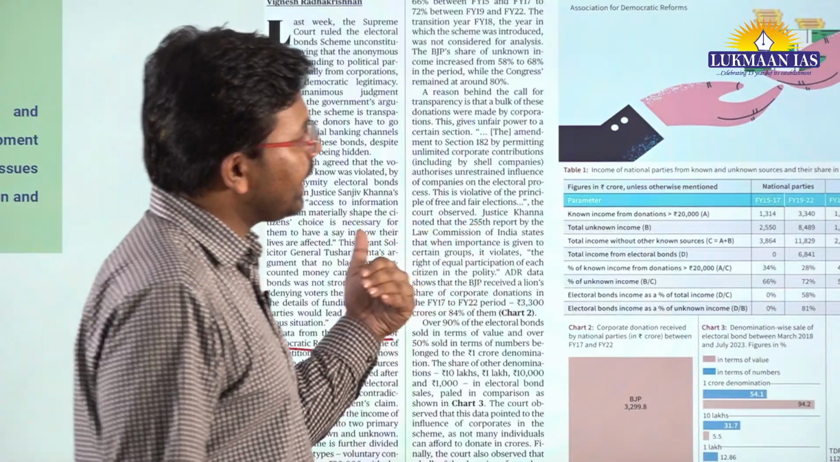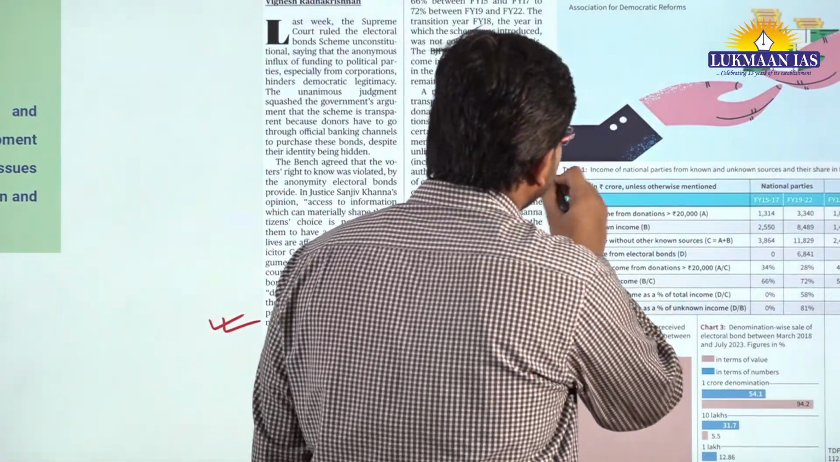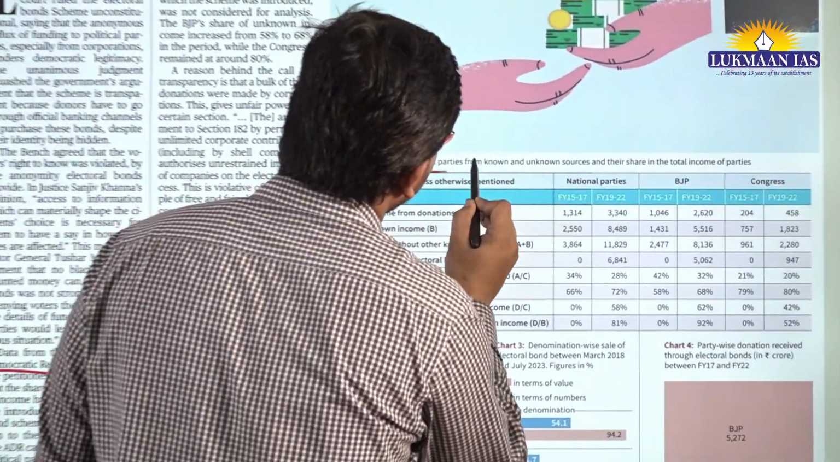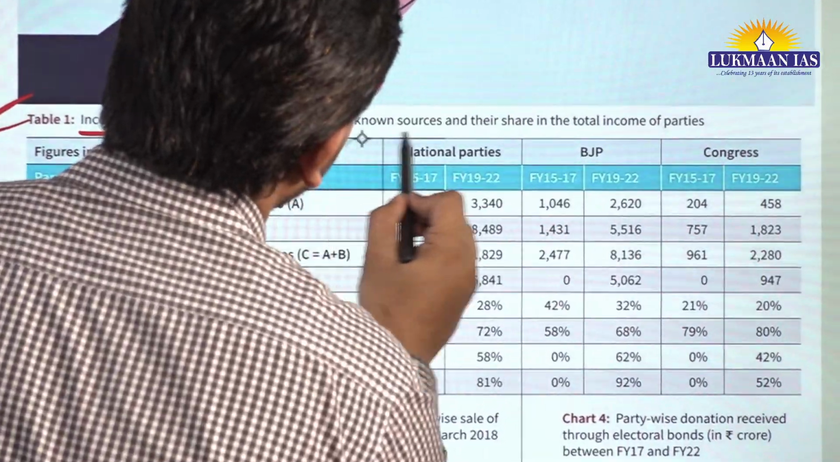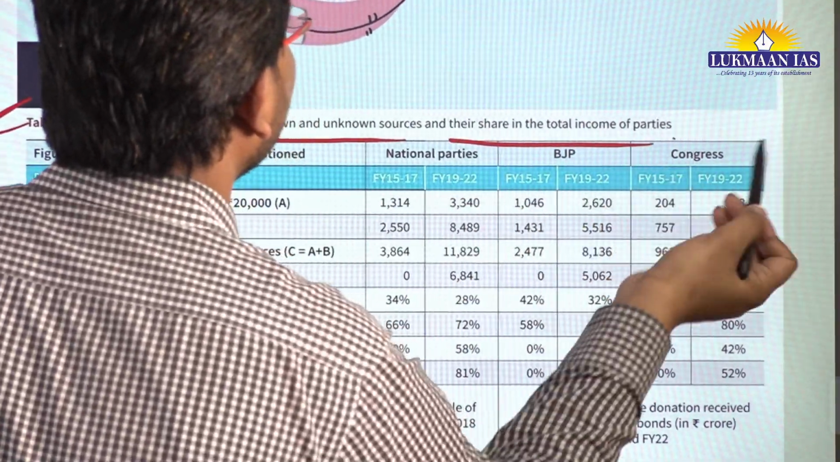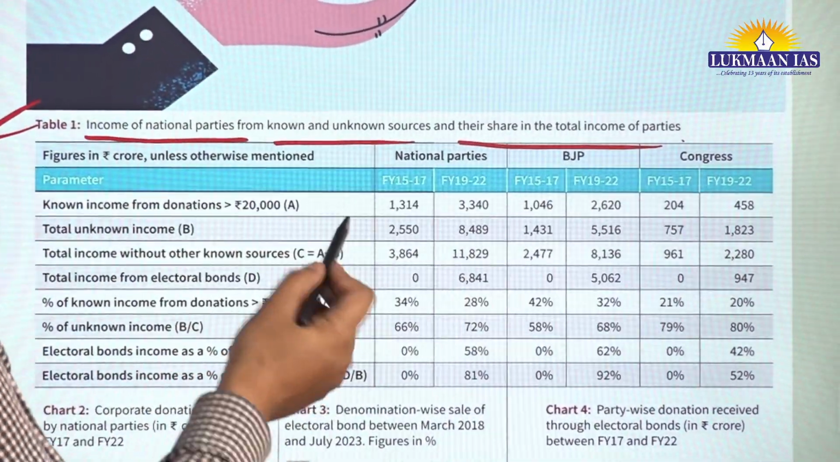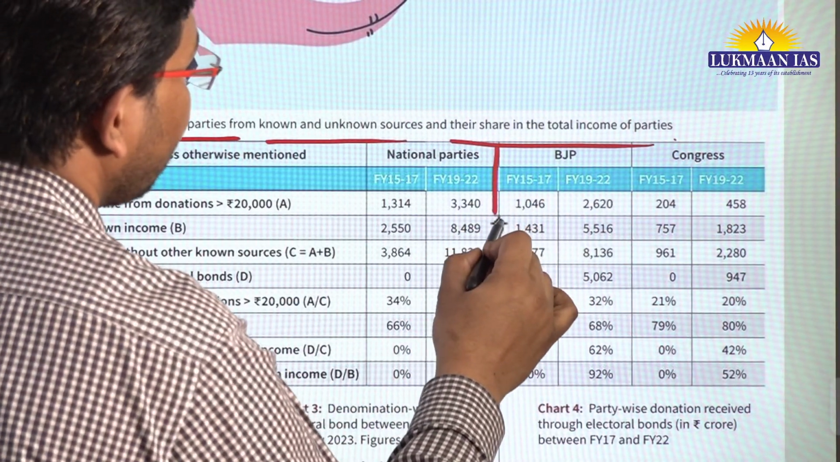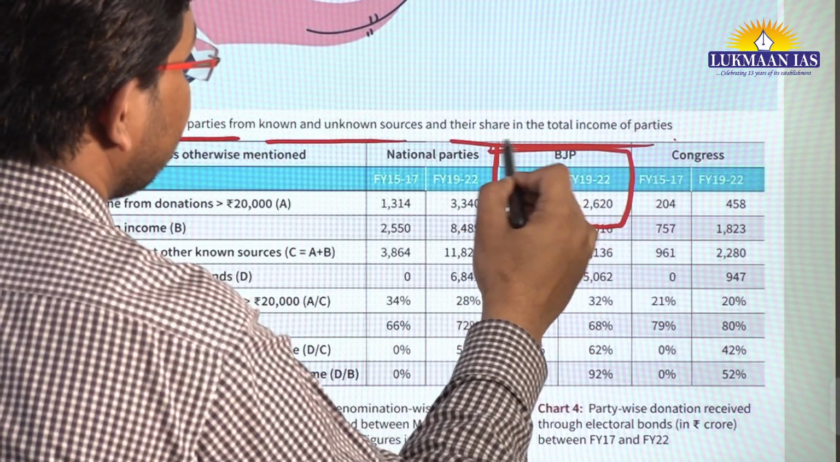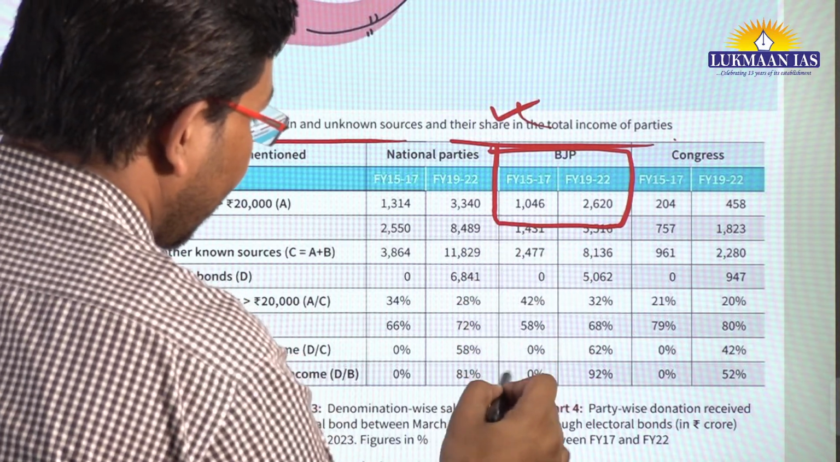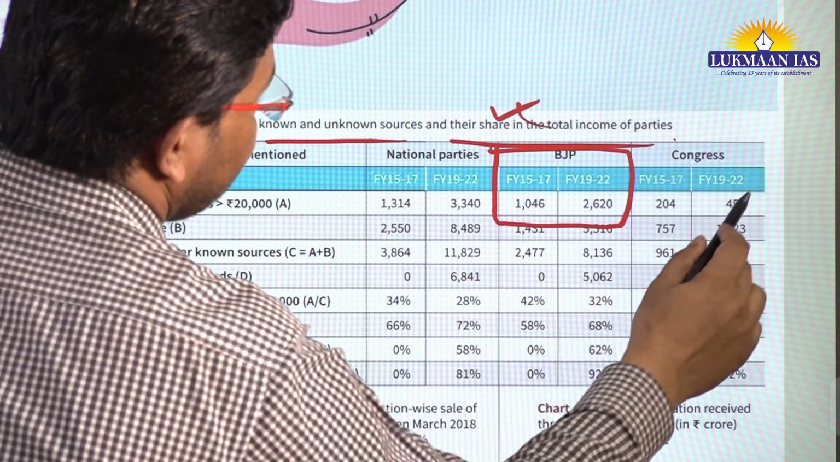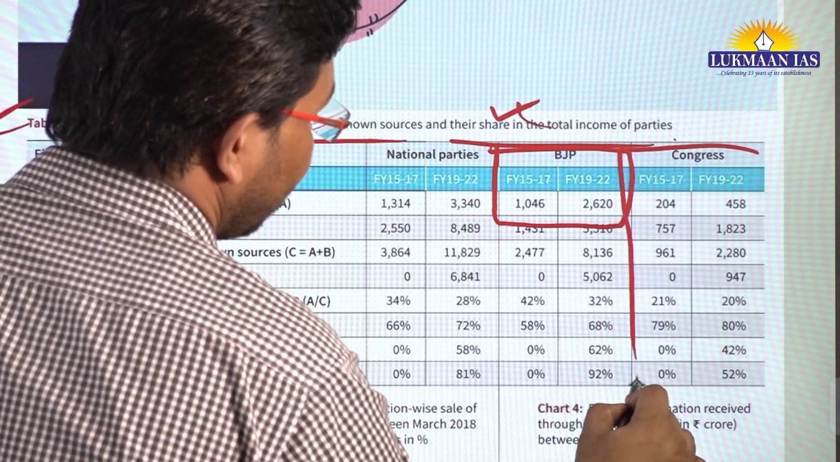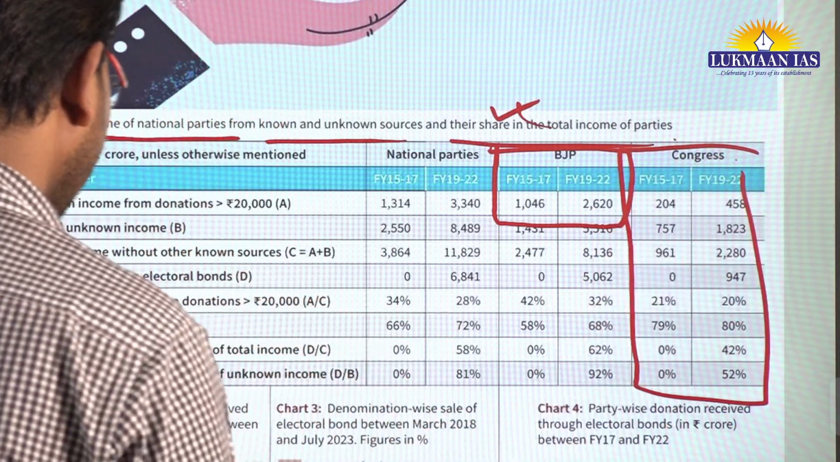So in this article they have given various tables. One of the tables talks about income of national parties from known and unknown sources and their share in the total income of parties. Okay, so from electoral bonds, BJP was the party that has got maximum funding, maximum donation, from year to year. BJP has been the party, and Congress was the second maximum receiver of donation through electoral bonds.